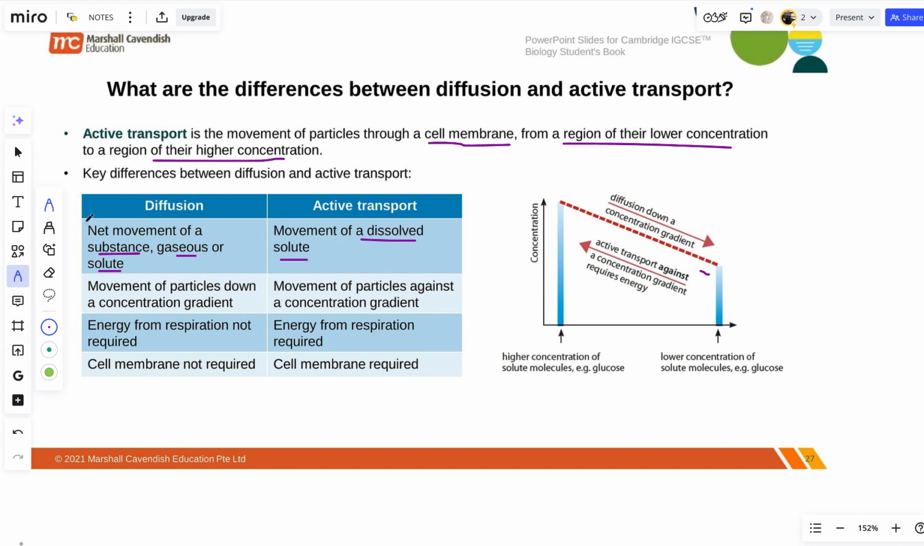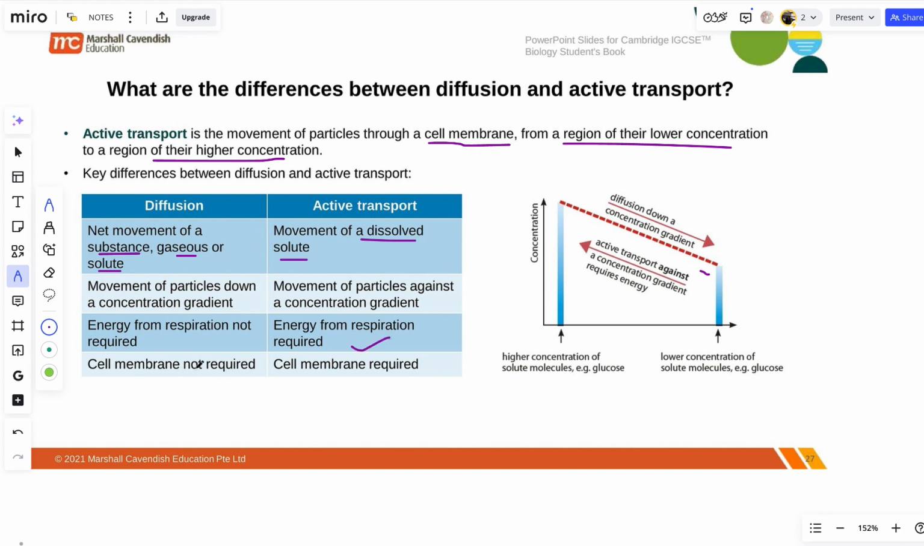Okay, another difference is that diffusion is the movement of particles down a concentration gradient, while active transport is the movement of particles against a concentration gradient. You are going up, you are climbing a hill, you are moving up the slope for active transport. While in diffusion, you are going down the slope. The third one is that in diffusion, energy from respiration is not required. You don't need energy from respiration for diffusion to take place. But in active transport, energy from respiration is required.